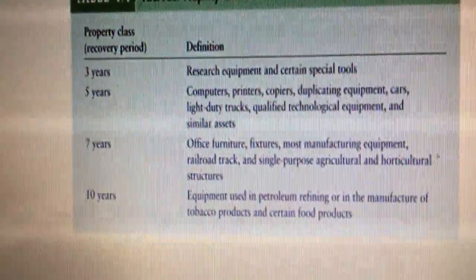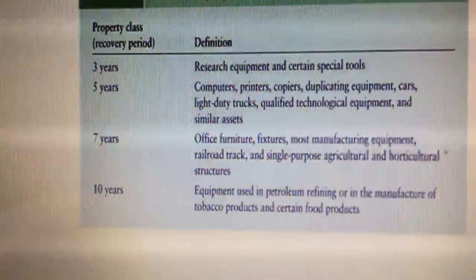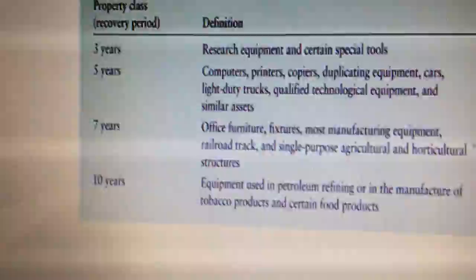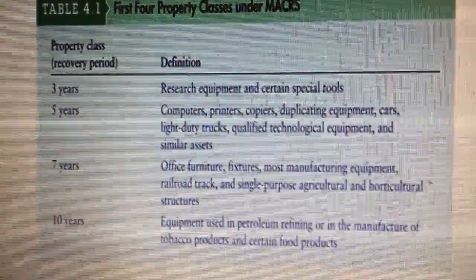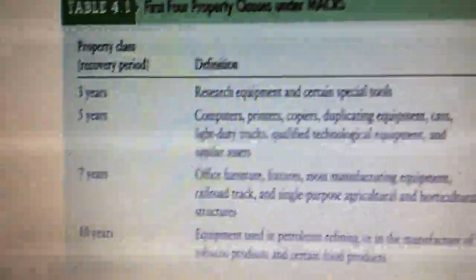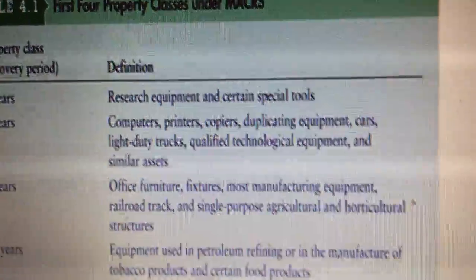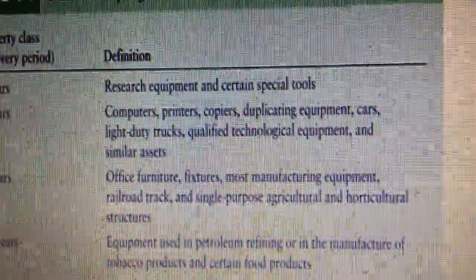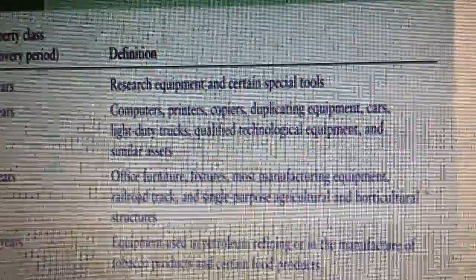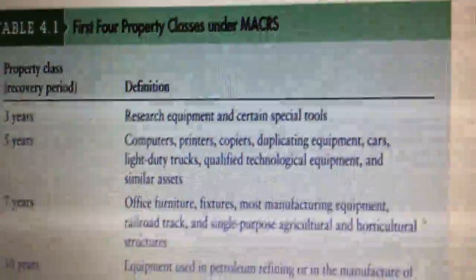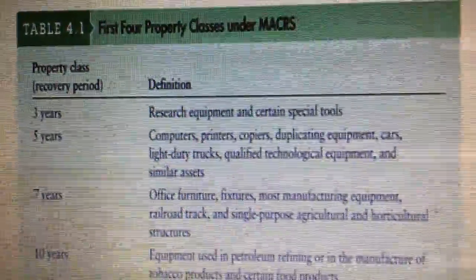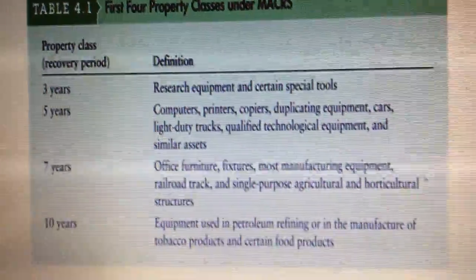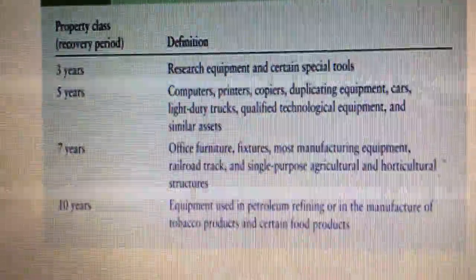But the tax system, tax code, breaks down property into different number of years. They make it simpler. They categorize it. So 3-year property would be research equipment, certain special tools. I'm not aware of what that would be. 5-year, look at that though, computers, printers, copiers, duplicating equipment, cars, light-duty trucks, technology equipment, and similar assets. So you see our printer falls into a 5-year recovery or useful life. Notice cars do too. However, for financial reporting, you could get by with 7 years on a car.